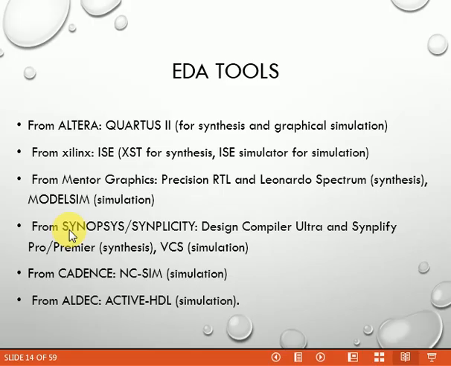From Synopsys or Simplicity, Design Compiler Ultra and Simplify are the tools. Then Pro or Premiere for synthesis, and VCS is the simulation tool. Then from Cadence, NCSim is the simulation tool which supports VHDL programming, and from Aldec it is Active-HDL, which is again a simulation tool which supports VHDL programming. So here we are going to use Xilinx ISE, which supports synthesis as well as simulation. So that tool we are going to use in our laboratory.